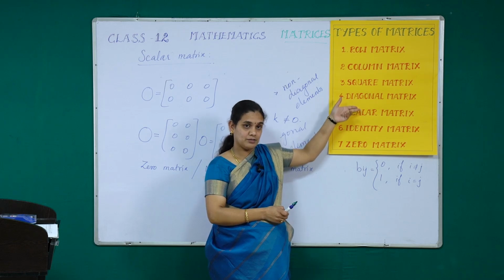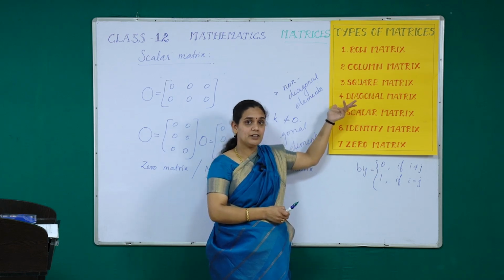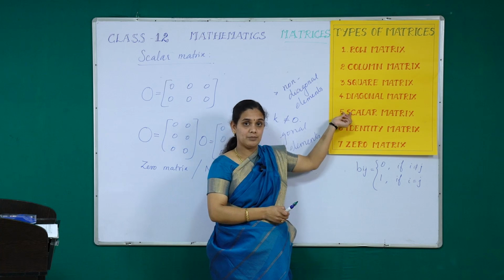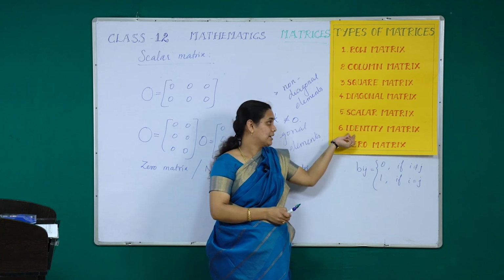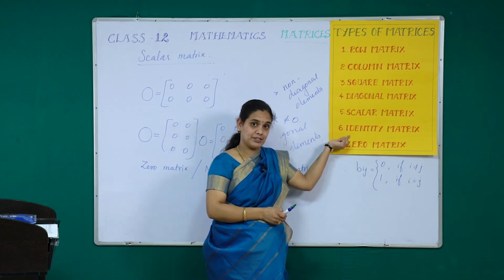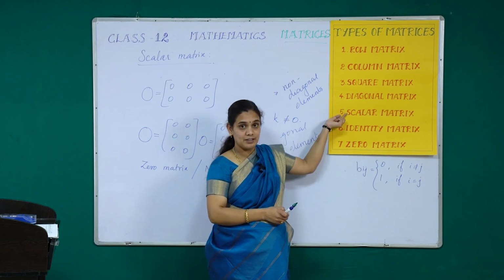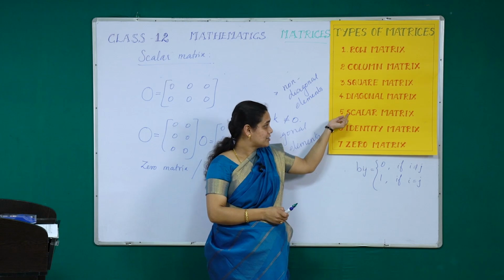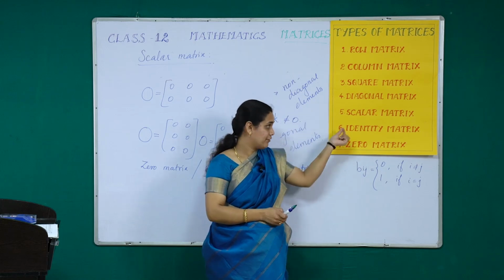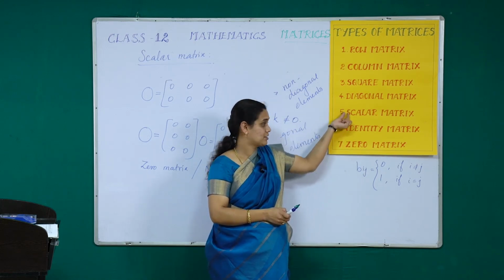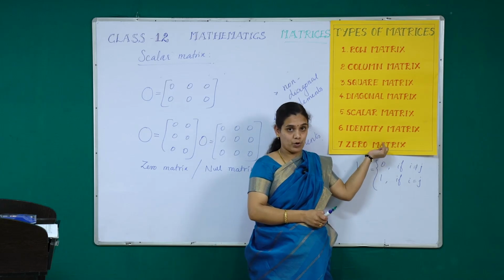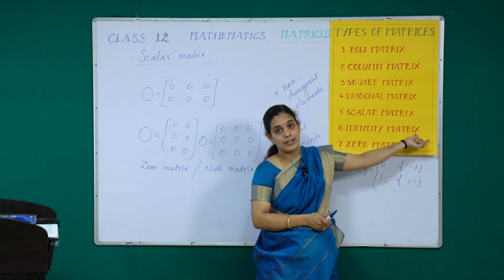And what is the diagonal matrix? The non-diagonal elements will be 0 and the diagonal elements will be equal to any number or terms or functions. And scalar matrix, all the non-diagonal elements will be equal to 0 and the diagonal elements will be equal to some non-zero scalar. And identity matrix, where the scalar will be 1. Scalar matrix will be identity matrix if that scalar is equal to 1, but every identity matrix is a scalar matrix. And zero matrix, all the elements are equal to 0. We can call this null matrix or void matrix, and the identity matrix we can call unit matrix.